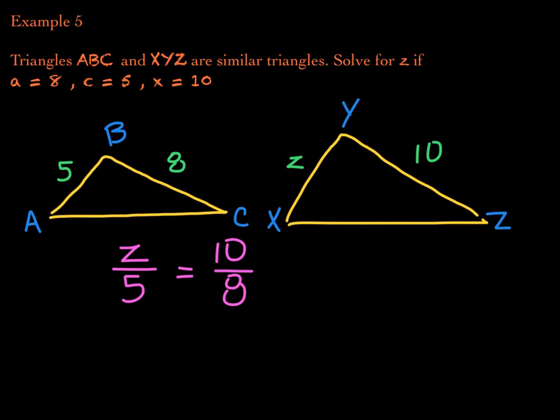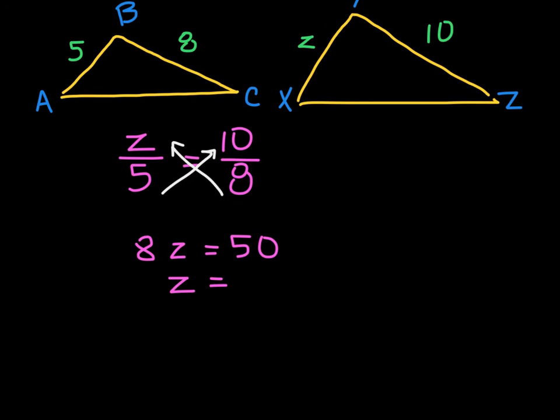What we can do now is cross multiply. Make sure you do not cross cancel. You're not allowed to cross cancel at all. Not when you have a proportion. So then this is 8Z is equal to 50. Divide both sides by 8 to get that Z is 50 over 8, right? Which is, when we simplify, 25/4. Good job, everybody. This is the value of Z.